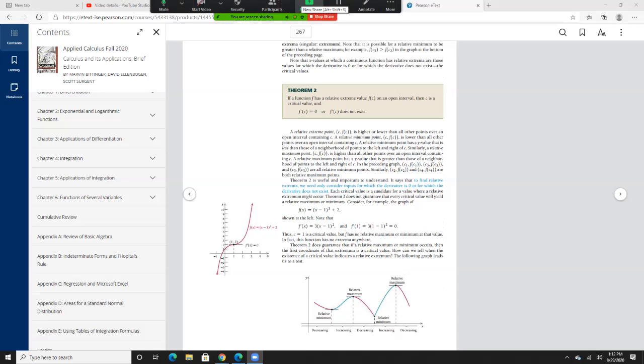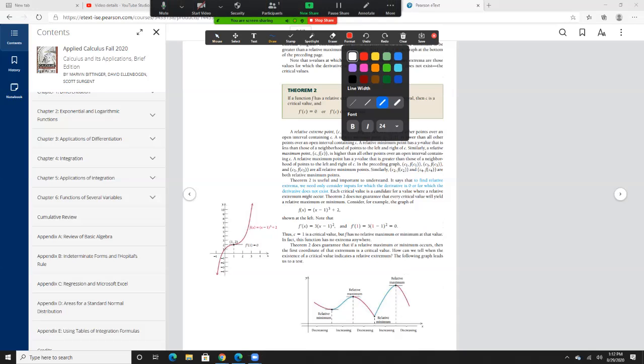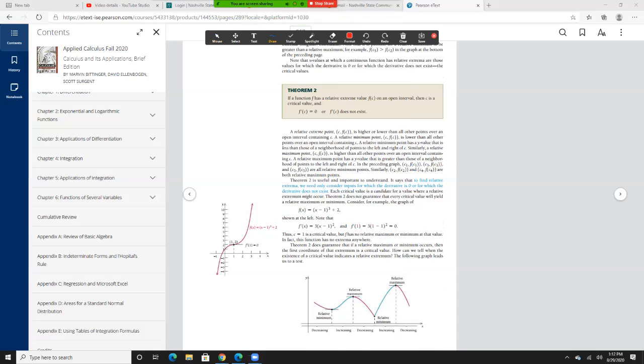Let's go to the bottom of the page here and let's take a look at this graph. Notice that the graph is decreasing, then it reaches a relative minimum, and then it's increasing until it reaches a relative maximum, then it goes back down, and we hit a cusp here where the derivative is undefined. And suddenly we're increasing again, and then we are decreasing.